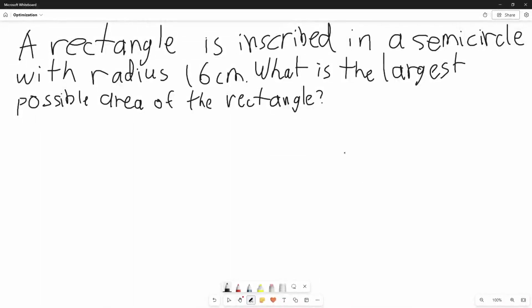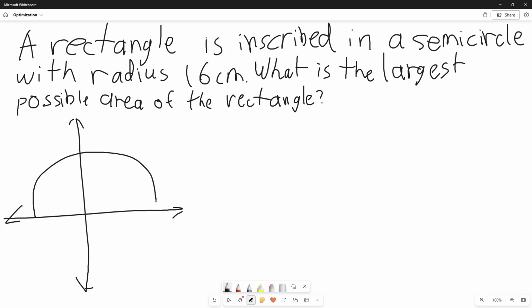Now let's get into some practice problems. If you think you know how to do this one, pause the video and try it. This one says a rectangle is inscribed in a semicircle with radius 16 centimeters. What is the largest possible area of the rectangle? So first, let's draw a picture to help us understand it better. Say this is our semicircle, and we have this rectangle inscribed in it.